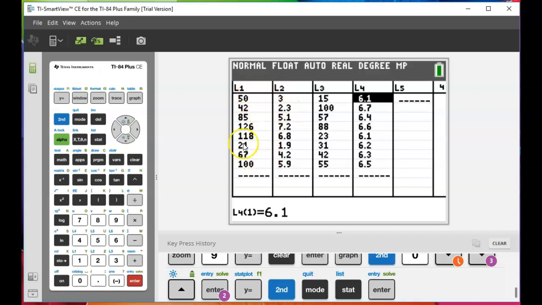So I'm going to put the first 8 points in L1 and L2, kind of like what it asks in the project there. And then it gives us a second set of data. Those are points too. I'm going to put those in L3 and L4. So the first point goes here, that would be 15, 6.1. The second point goes here, that'd be 106.7. And I'll put all 8 pieces of data there.